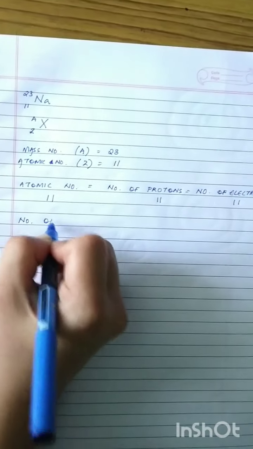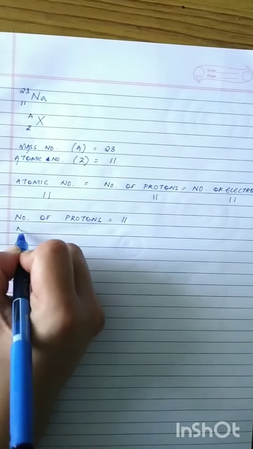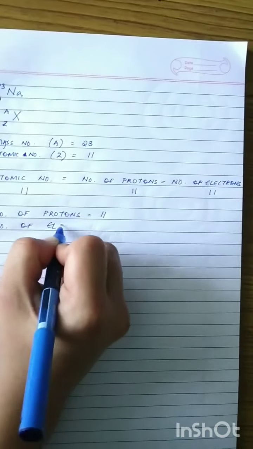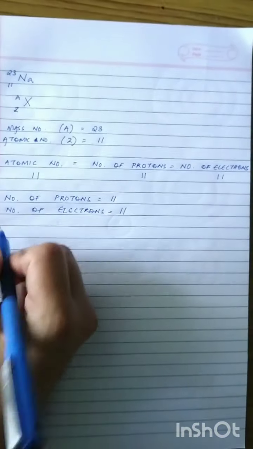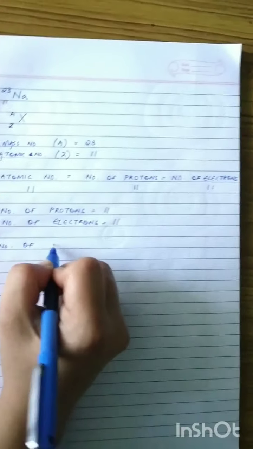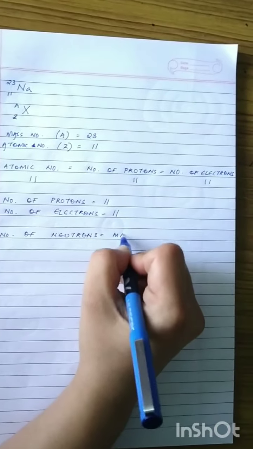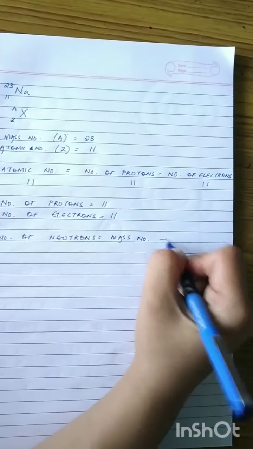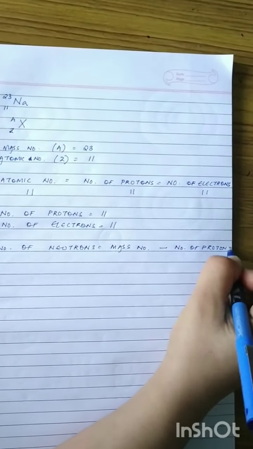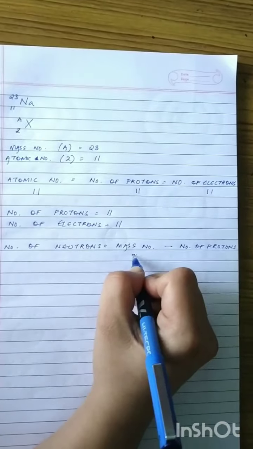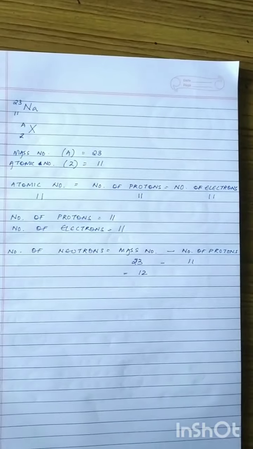So number of protons equals 11, number of electrons is also 11. Now we come to the number of neutrons. The formula is mass number minus number of protons. So 23 minus 11, which is equal to 12. So we had done till here.